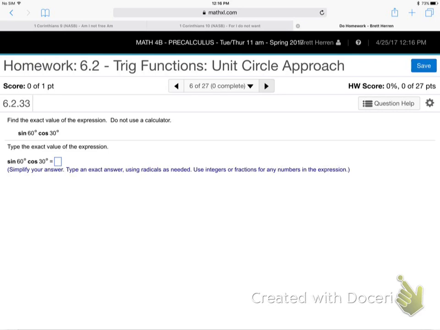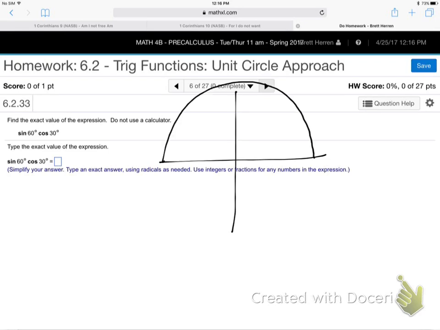All right. So sine 60, cosine 30. So again, just draw ourselves a unit circle. Here's 30. Here's 60. 45 is the middle.